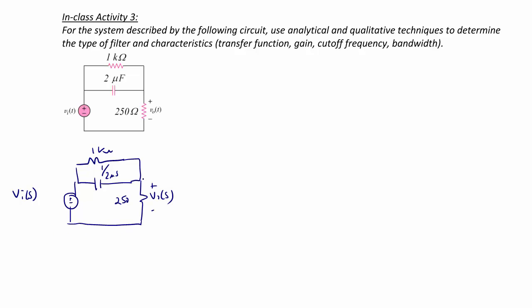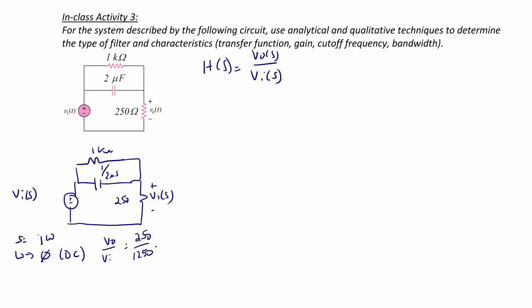So even before we find the transfer function, which we will need eventually, we can actually analyze the circuit to determine what type of filter we have. Since s is equal to j omega, we look as the frequency goes to 0. When the frequency goes to 0, this represents DC conditions. So this circuit under DC conditions would mean that capacitor is an open circuit. So under DC conditions, the ratio of the output to the input would be 250 over 1250. So that tells me that at low frequencies, I have a gain of 0.2.